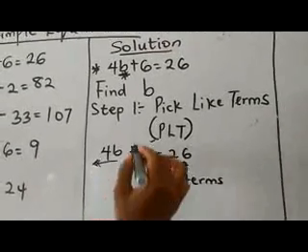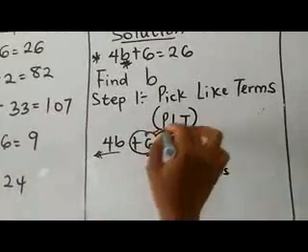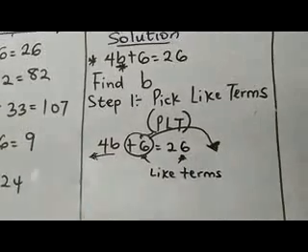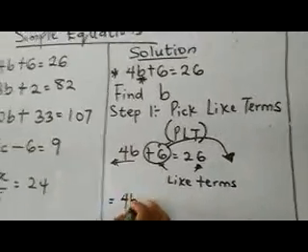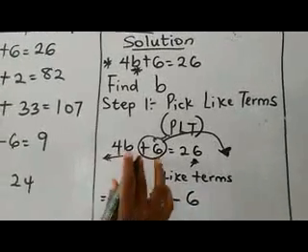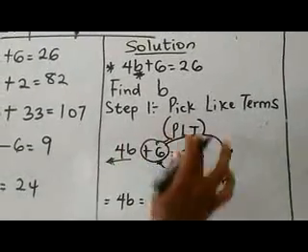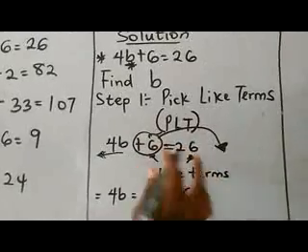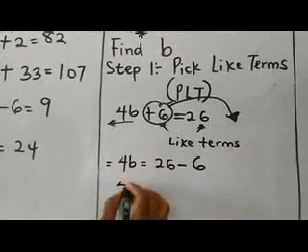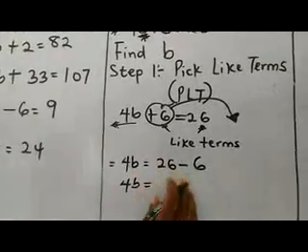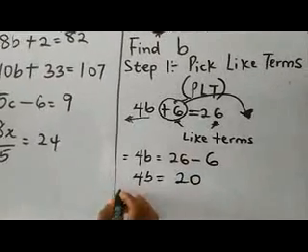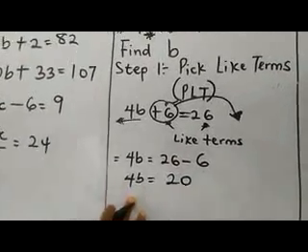So we are picking like terms in the sense that we are going to push this plus 6 over here to meet 26, to meet its like term. So going for that, we have 4b is equal to 26 minus 6. When you move your plus over this equal to sign, it becomes minus. So 26 minus 6. So 4b is equal to 26 minus 6 is 20. So find b. We are still looking for b.